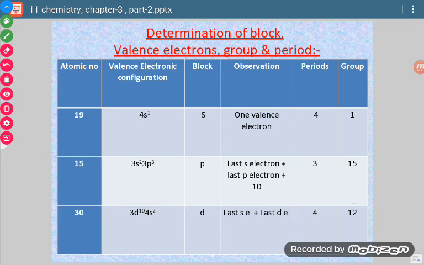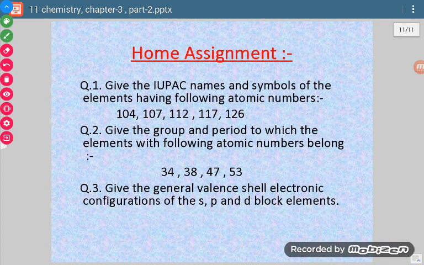So these are a few things which you need to remember properly. Now you have to apply this knowledge to solve these home assignments.